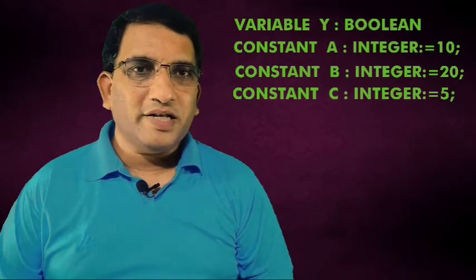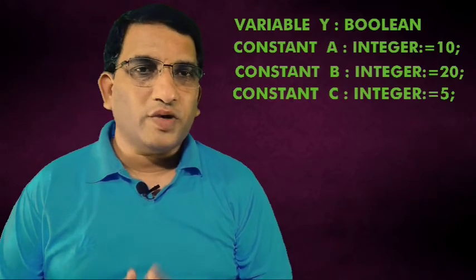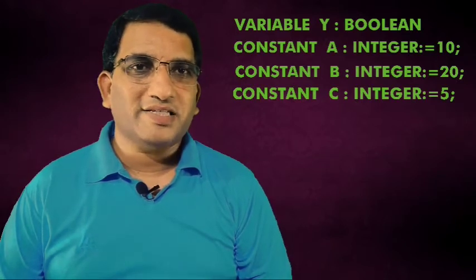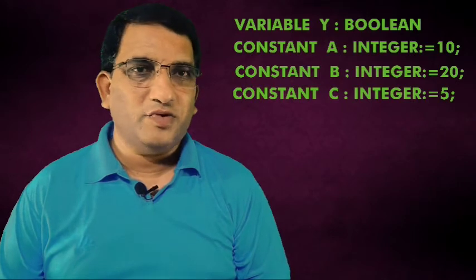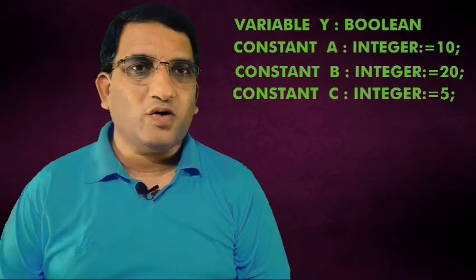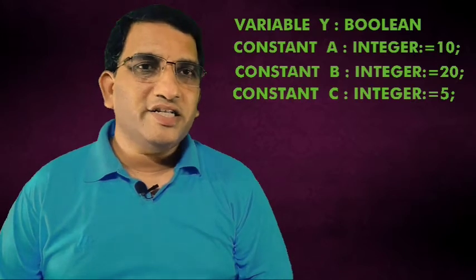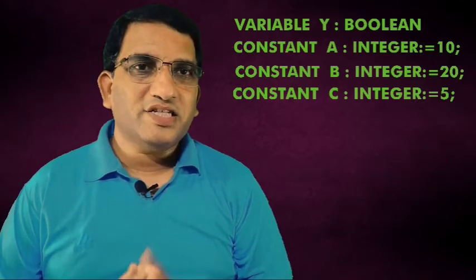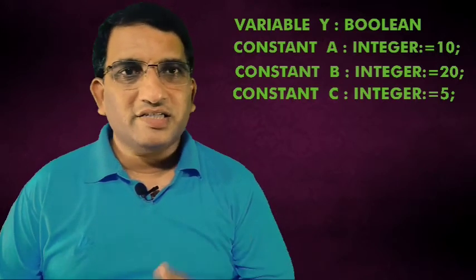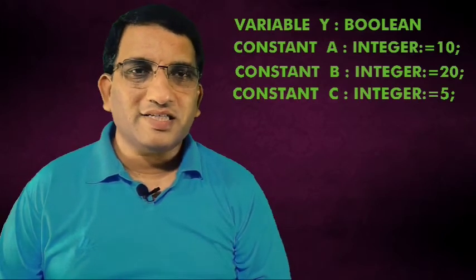Now again I will repeat what I have done here. I have declared one variable y for storing the result, and that variable y is Boolean data type because the result of the relational operators is always the Boolean data type. Next I have declared the three constants a, b and c. All these are integer values, and I have initialized value 10 in constant a, 20 मैंने इनिशियलाइज किया है b में, और 5 वैल्यू मैंने इनिशियलाइज किया हुआ है constant c में.